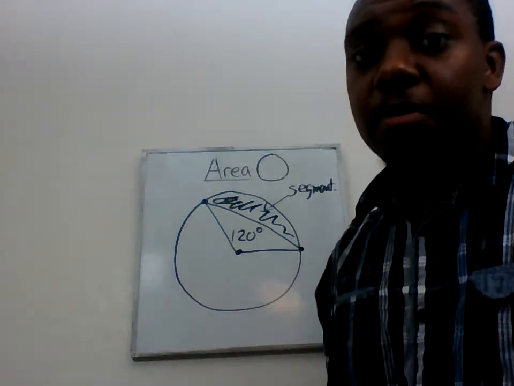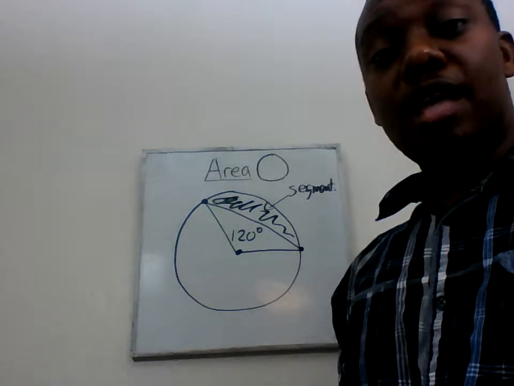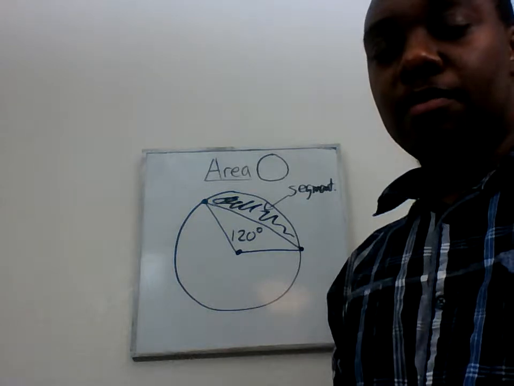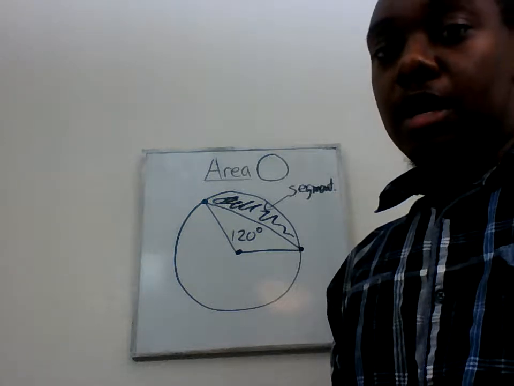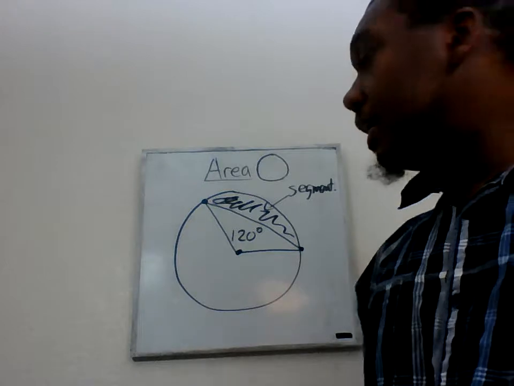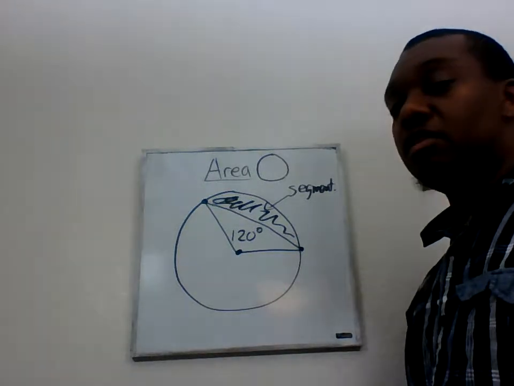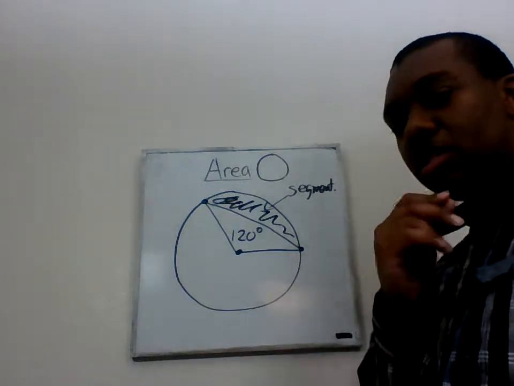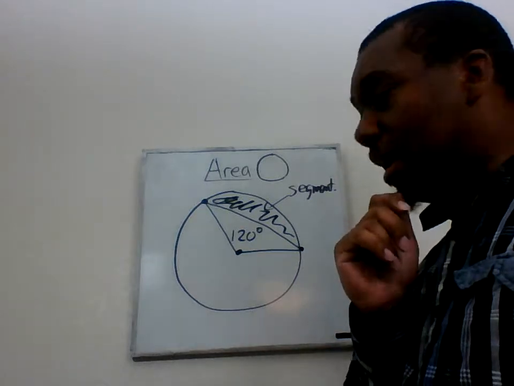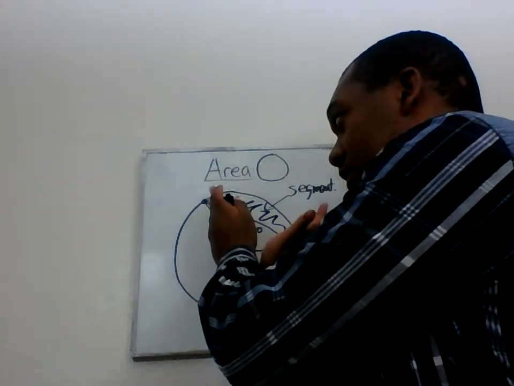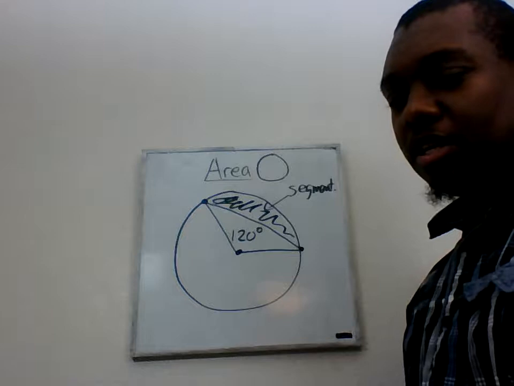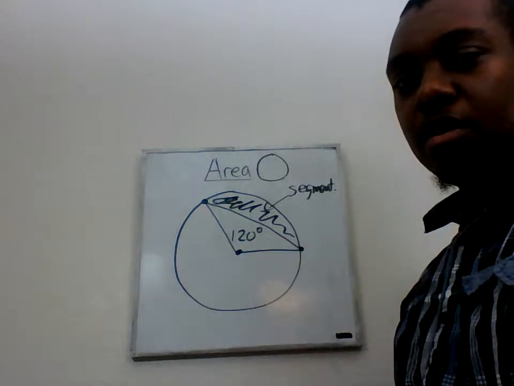Hello. So today we're going to be looking at the area of a segment of a circle. Now, we saw at the end of looking at sector area that a segment of a circle seems close to a sector area, but not quite, because it's a part of a sector, but it's not the entire sector. So how do we find this area?